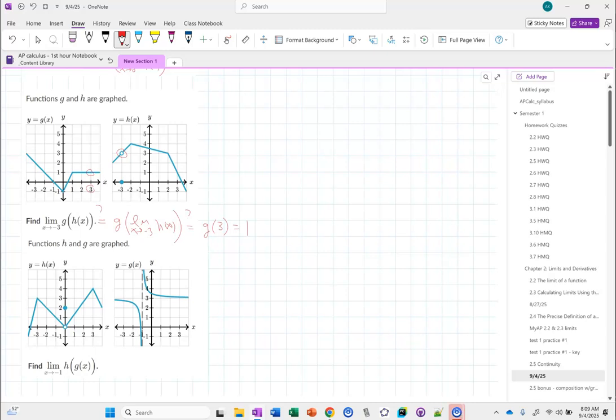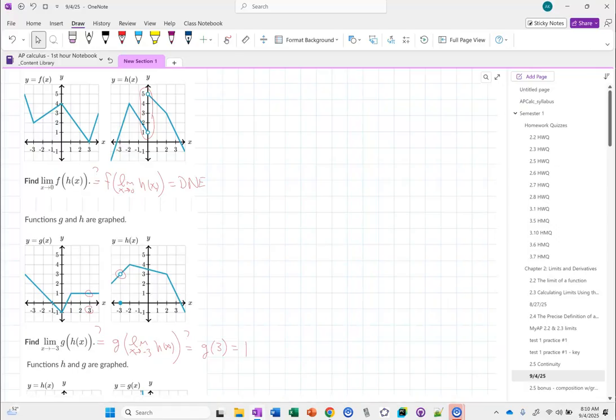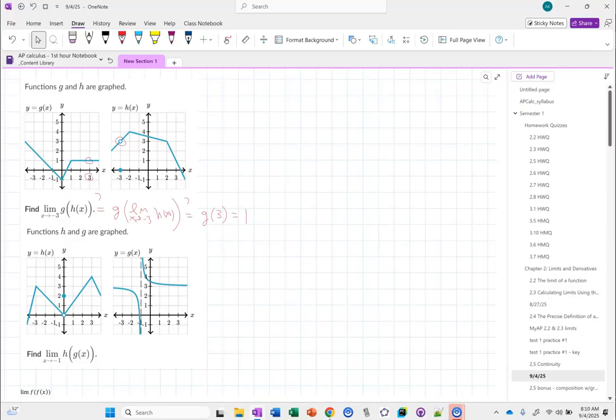Everybody's okay? So again, the idea here is we had a discontinuity in the inner part that caused the limit not to exist. We have a discontinuity on the inner part, but this time it was fine, right? Because the limit still existed at that discontinuity. So just looking for the discontinuity on its own is not enough to say it doesn't exist. Is everybody okay?